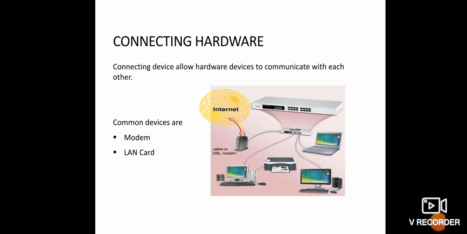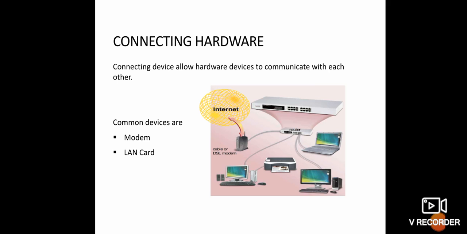Then you have connecting hardware. Even though your brain is there, it produces information. How can it get transferred? If you want to move your hand, the command is given by your brain, but it should get transferred from your brain to your hands, right? How can it happen? Through the nerves. Just like that, the connecting hardware acts as your nerves. The common devices are modem, LAN card, etc.